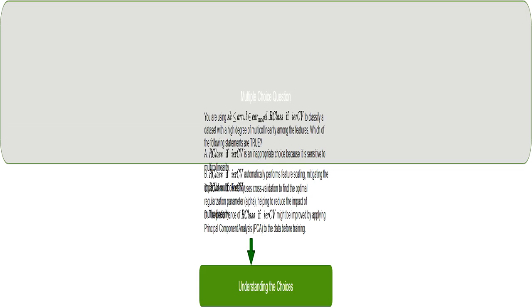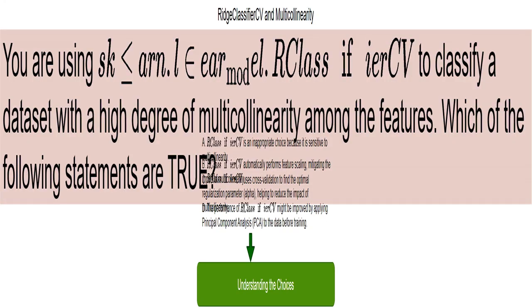This is a multiple-choice question testing my understanding of how RidgeClassifierCV behaves with multicollinearity. I'll need to carefully evaluate each option to determine if it is true or false. I'm given a scenario. I am using RidgeClassifierCV, a type of linear classifier, on a dataset where the input features are very related to each other. The question is testing my understanding of how well RidgeClassifierCV handles this type of data.